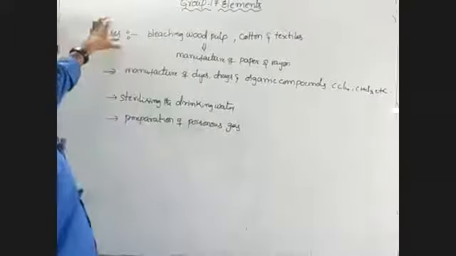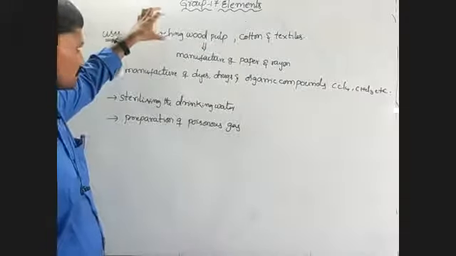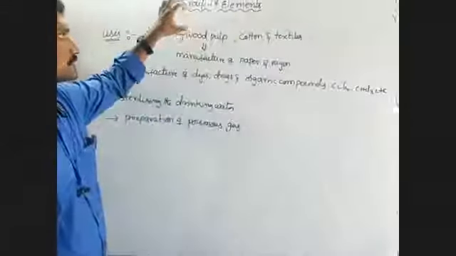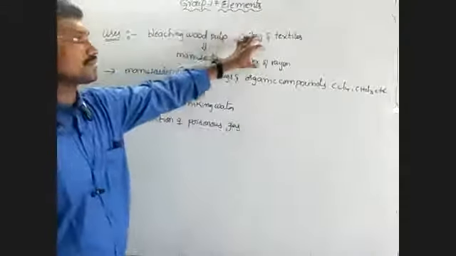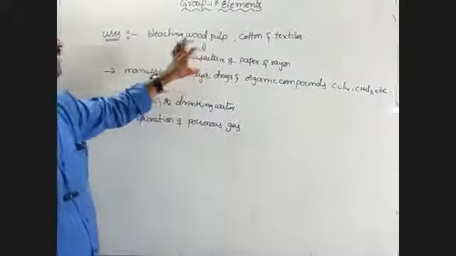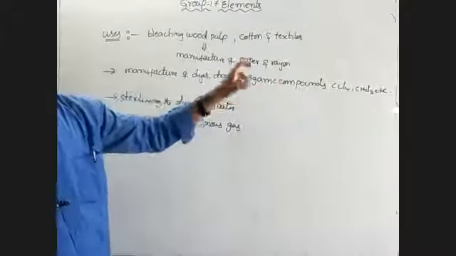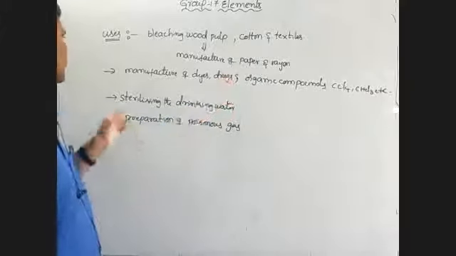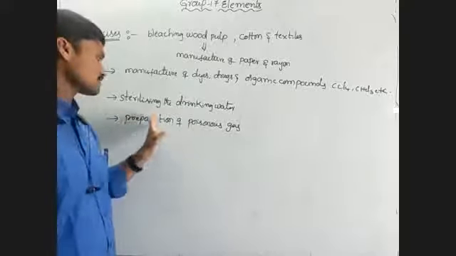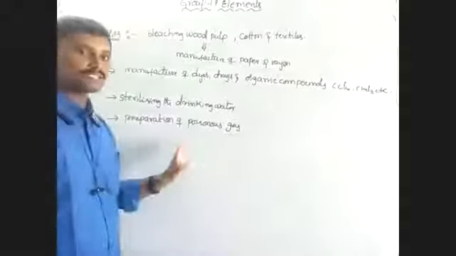So these are the uses of chlorine. First of all, it is used as a bleaching agent, that means in bleaching wood pulp, cotton and textiles. The wood pulp is used in the manufacture of paper and rayon. It is used in the manufacture of dyes, drugs, and some organic compounds like carbon tetrachloride, chloroform, DDT, etc. It is used in sterilizing drinking water, and in preparation of poisonous gases like phosgene, tear gas, mustard gas, etc.